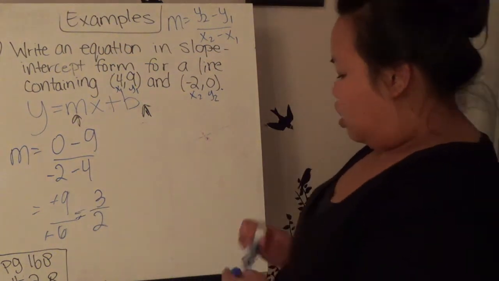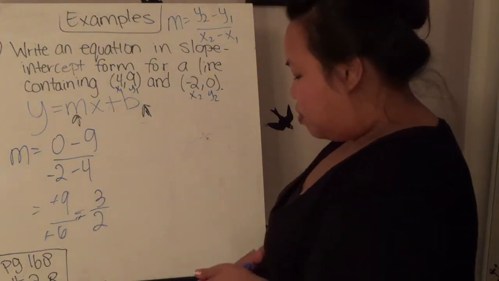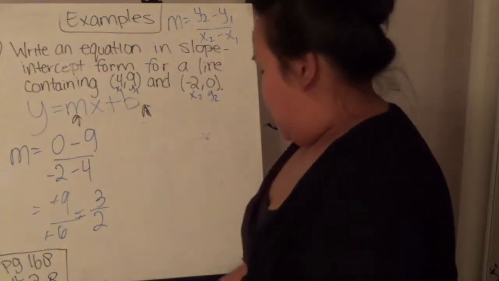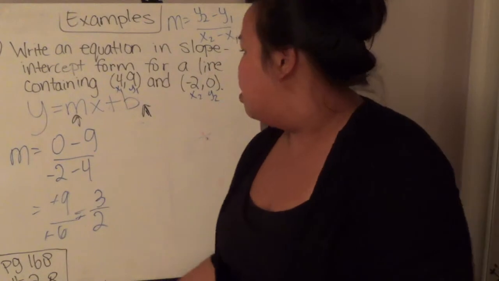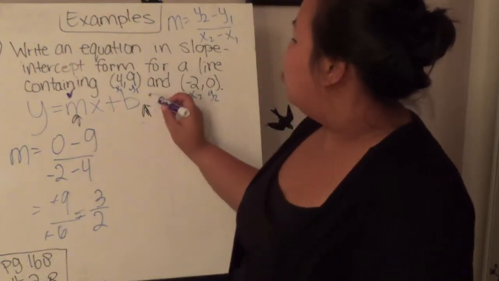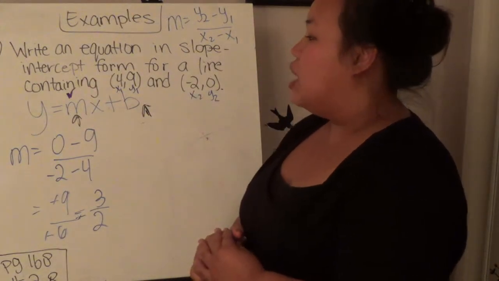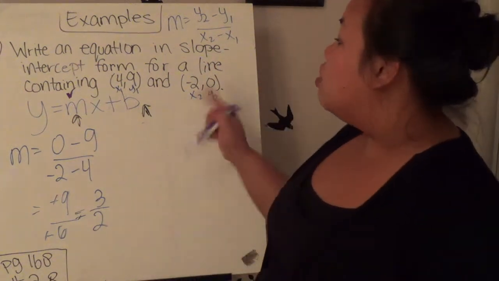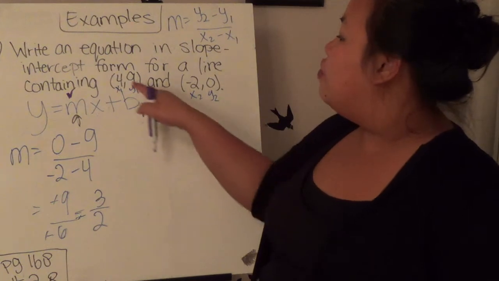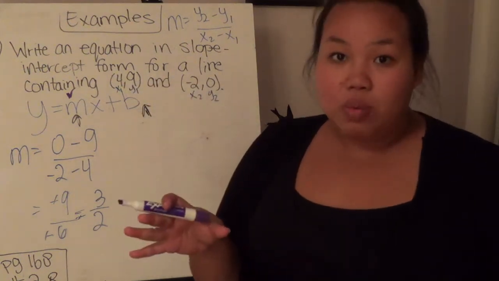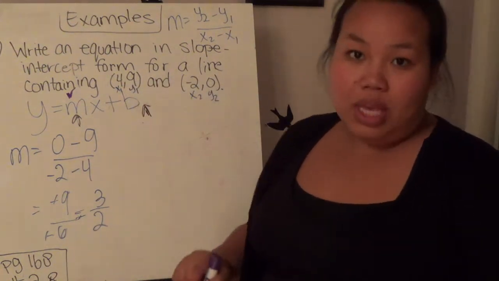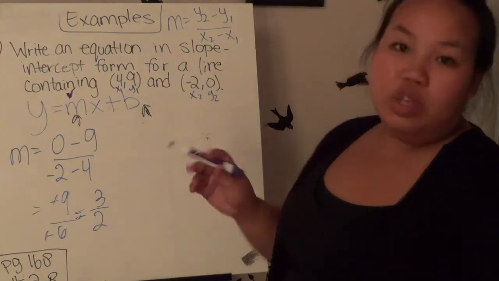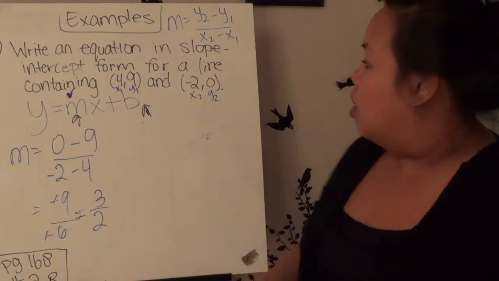So I know what my m is. Check. But I don't know what my b is, because they haven't given me an intercept, but they do give me a point. So, using the point-slope idea, I'm going to use one of these points, it doesn't matter which one, so that I can find b. Remember, my whole goal is to find b. So let's use this one. I like using ones with zeros because it's easier.